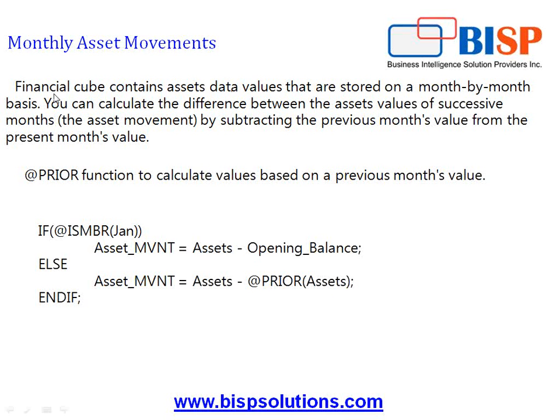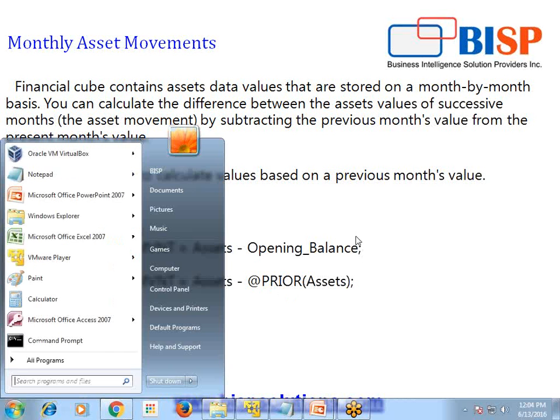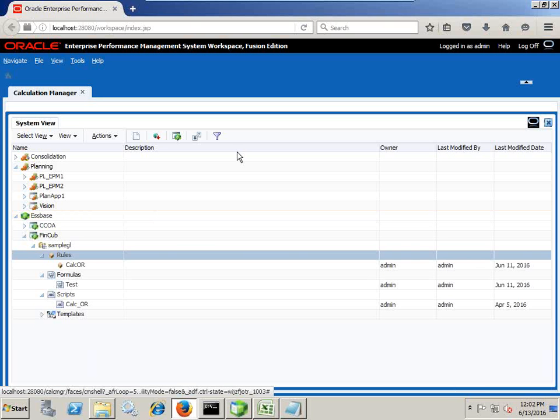Even if you go by the definition, you find financial should contain asset data values that are stored on a month to month basis. And we can calculate the difference between asset value of successive months by subtracting the previous month value, right? So here I use a prior function which will calculate current month minus prior month, and the difference between both would be stored under asset movement. So let's see this code in our cube context.